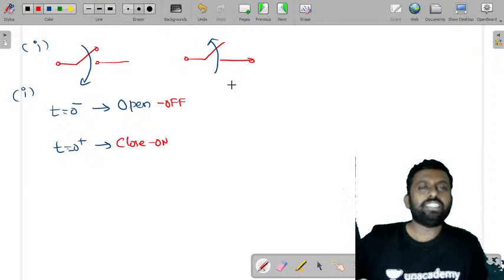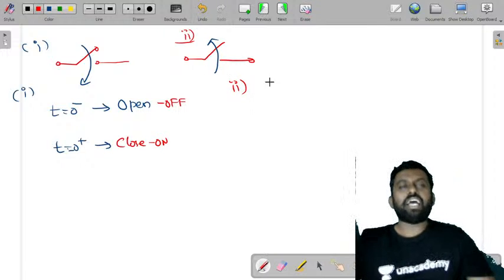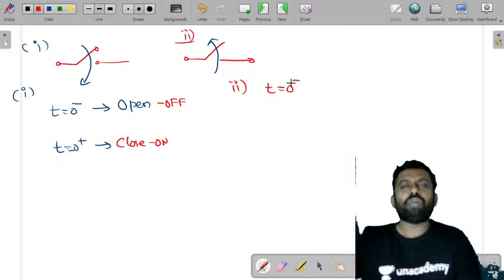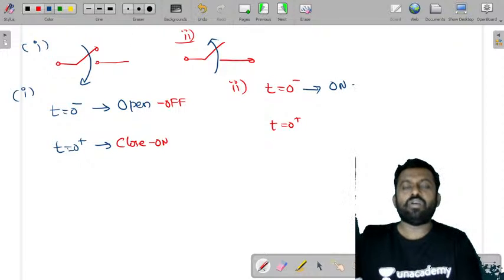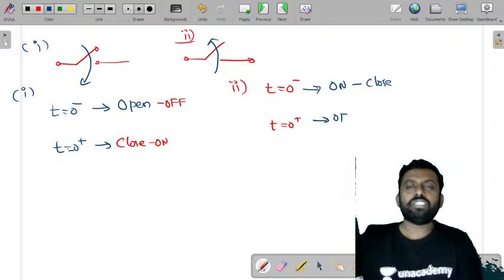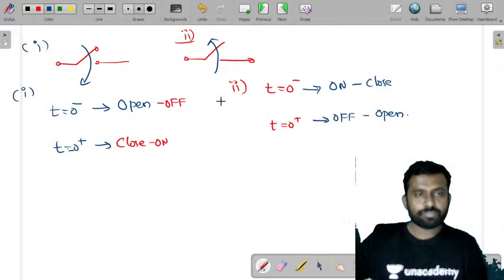Now if you consider the second case, and if you observe this arrow, you can say that at t0 minus the switch was already on or closed, and at t0 plus the switch is said to be off because we are making it off, or it is said to be open. So these are the two types of representations of a switch.